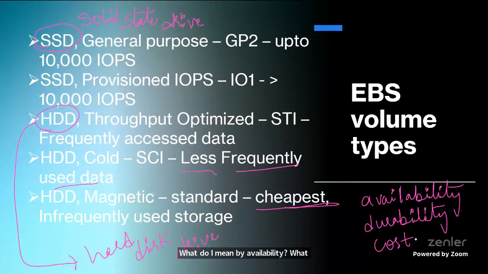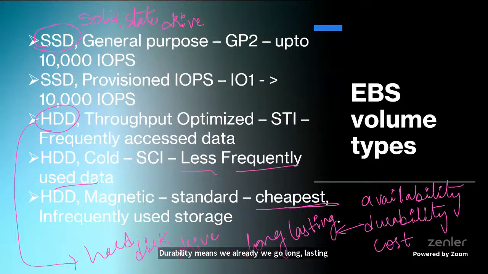For example, if we upload any Facebook picture or WhatsApp picture, immediately our friends and family are able to see that picture, right? Yes or no? Because it is available. It is made ready immediately. So that is what I mean by availability. Durability means long lasting. And cost, which is expensive and all. So obviously SSD is highly available, highly durable, and expensive enough. And HDD is less available, less durable, and cheapest.